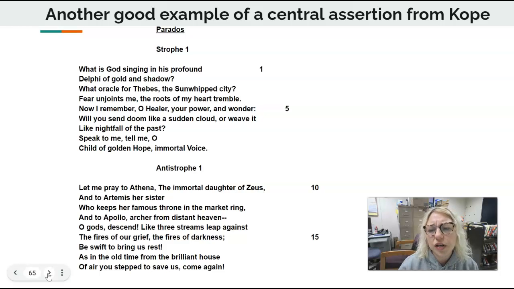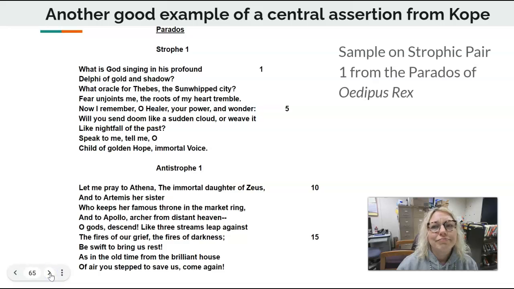All right, here's one now from Oedipus Rex, something that I came up with. Another good example of central assertion, this one's from the Parados, Ode 1, I believe, is what this one is. Strophic pair 1 from the Parados, I should say. Okay. So many labels in my puny little brain.